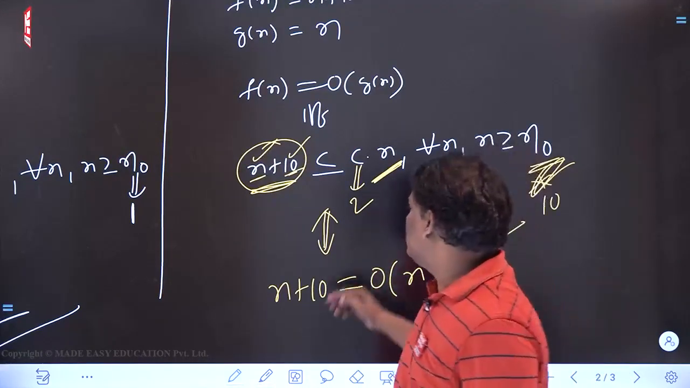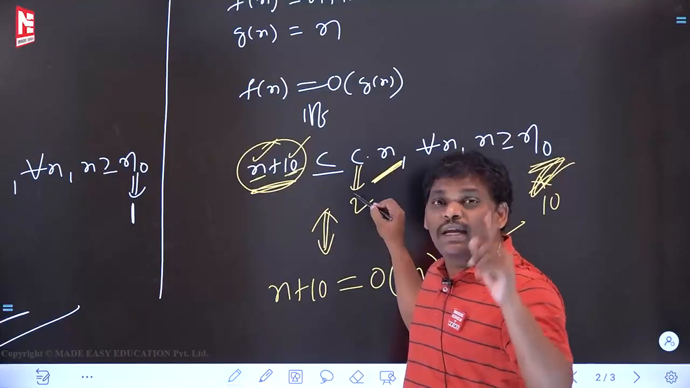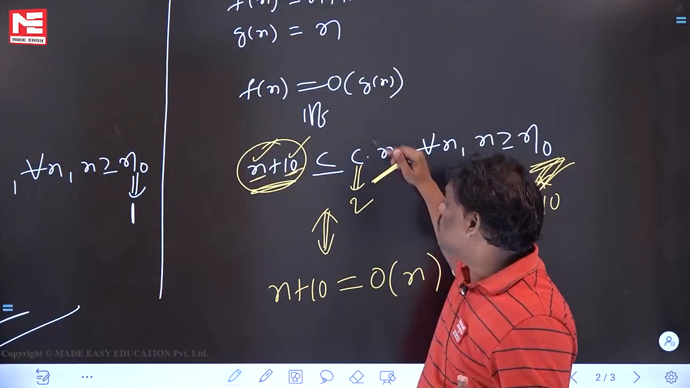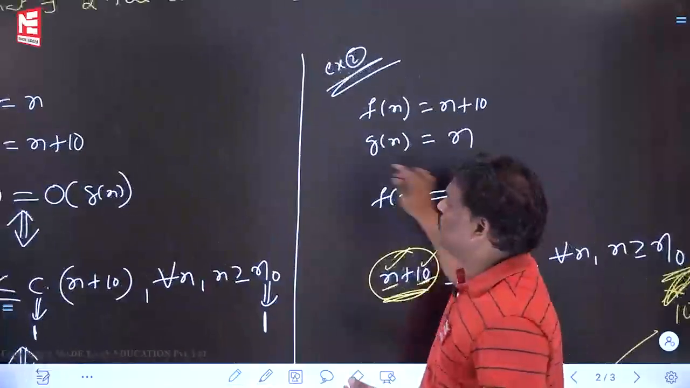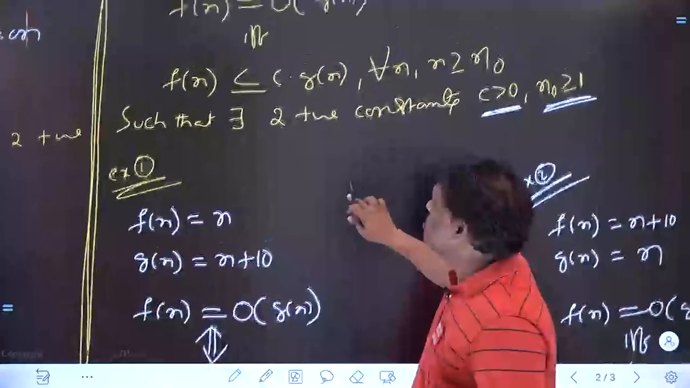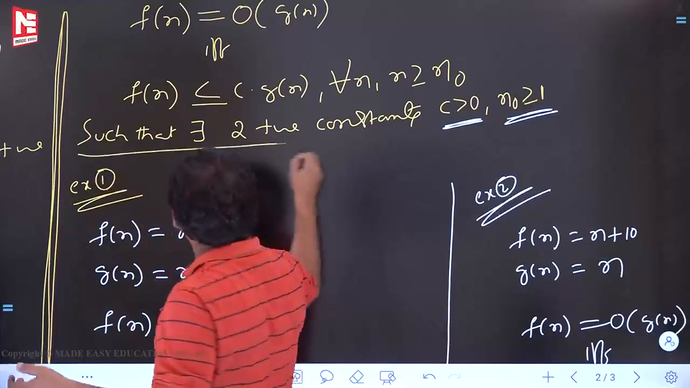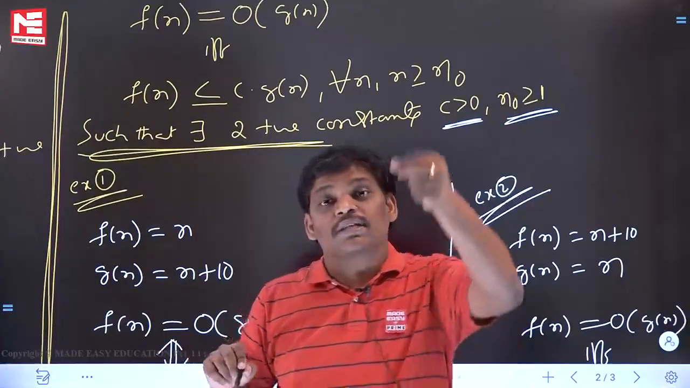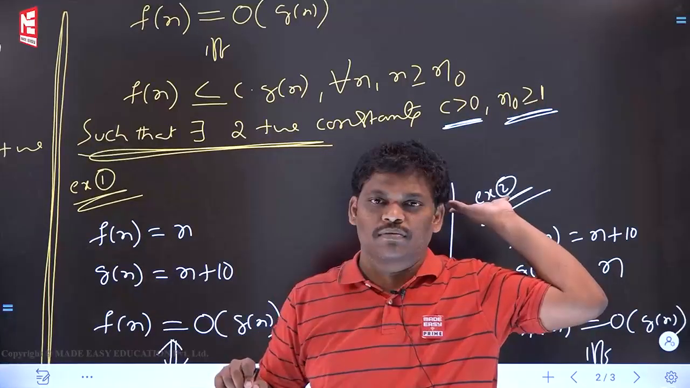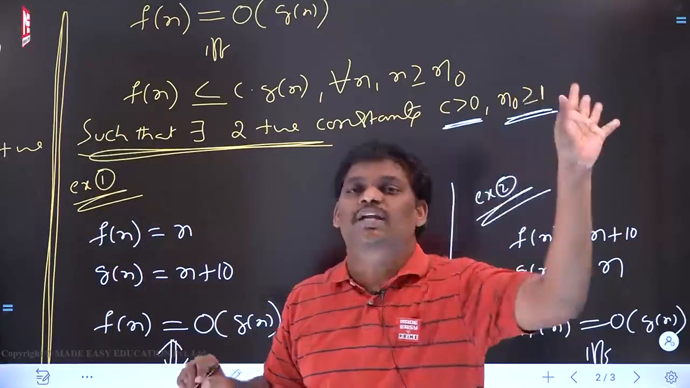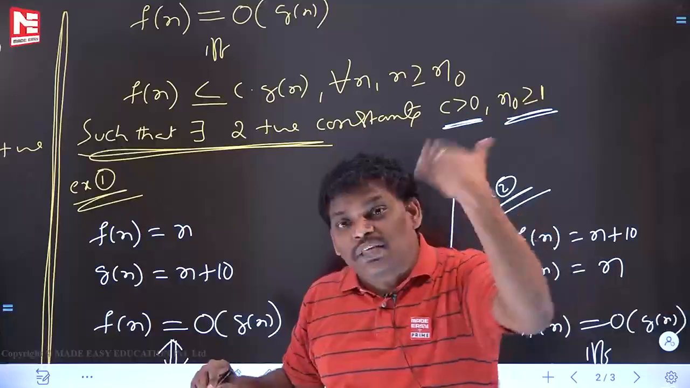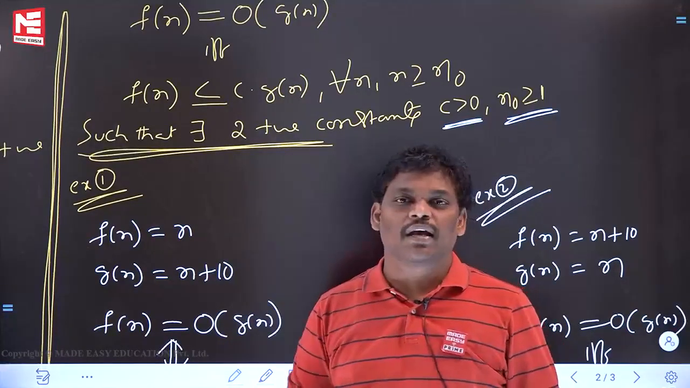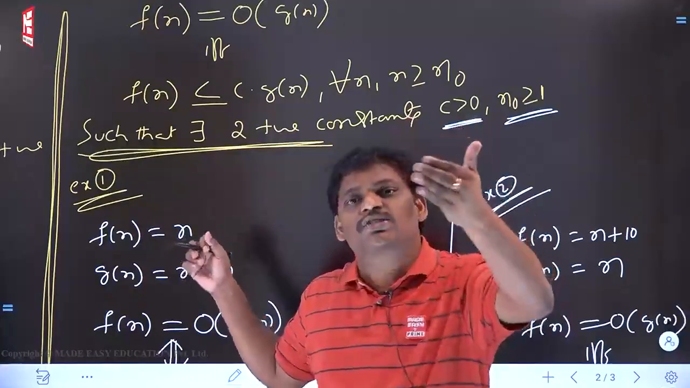Some people are asking, C value you took 2, it's okay, can I take 3? Yes, you can take. Some people are asking, sir, how can I take whatever I want? See the definition. That is the reason I wrote the definition. Such that there exist two positive constants. It is not for all constants. Some C value exists like that. If it were for every C value, then some cases would fail. But it says such that there exists some constant.